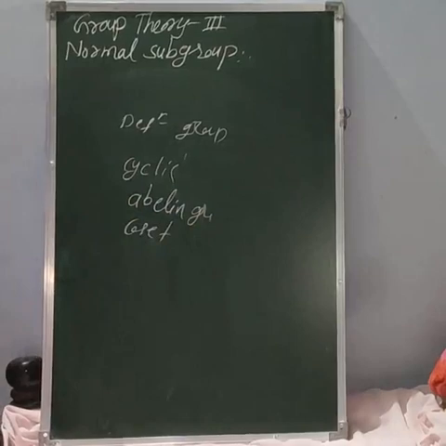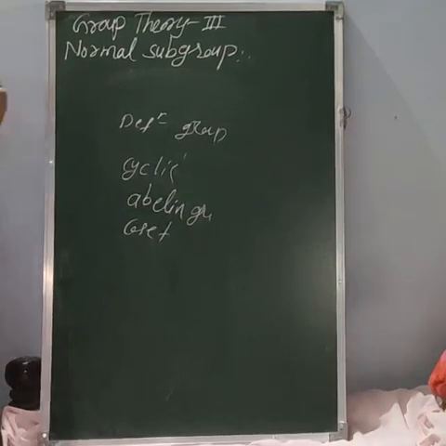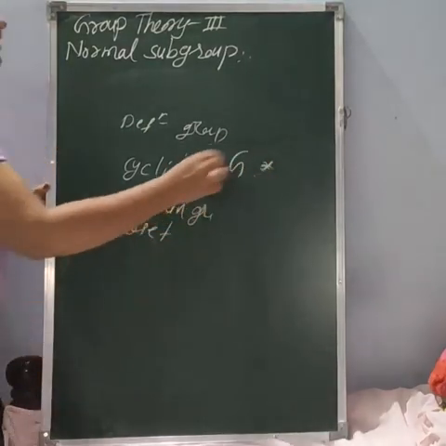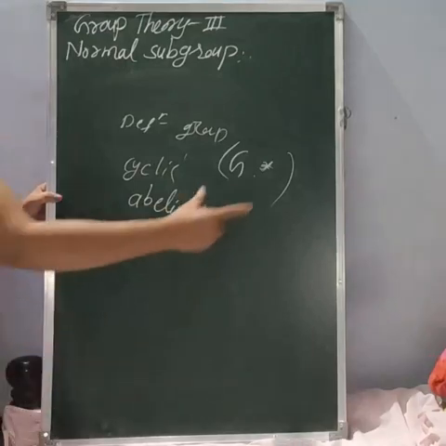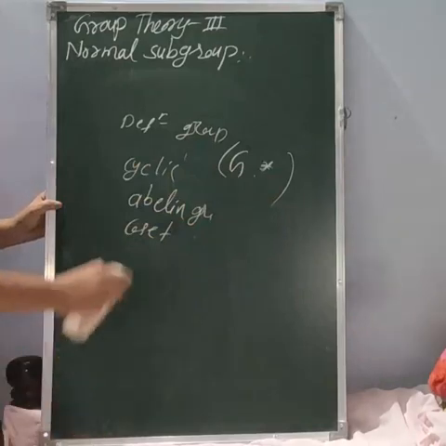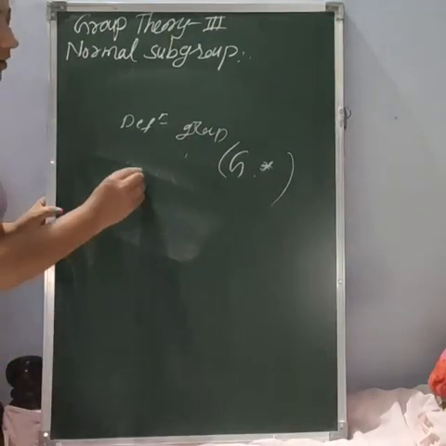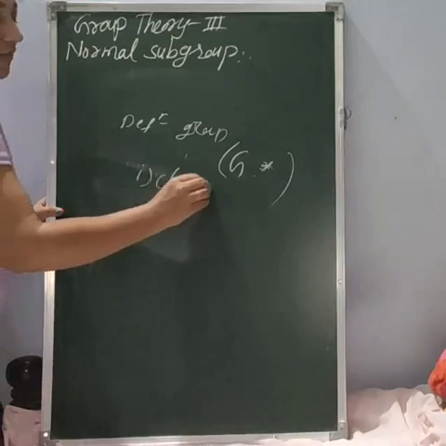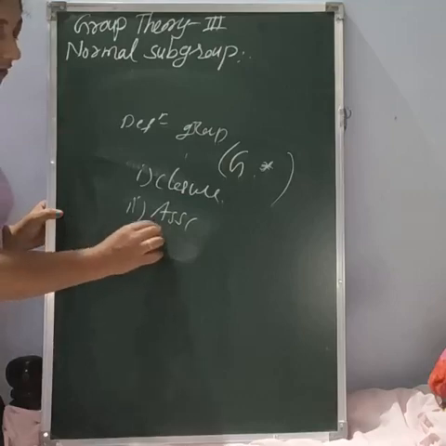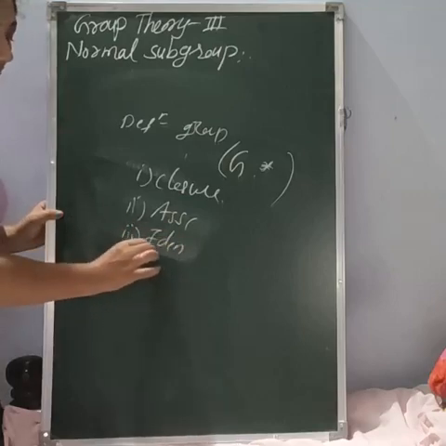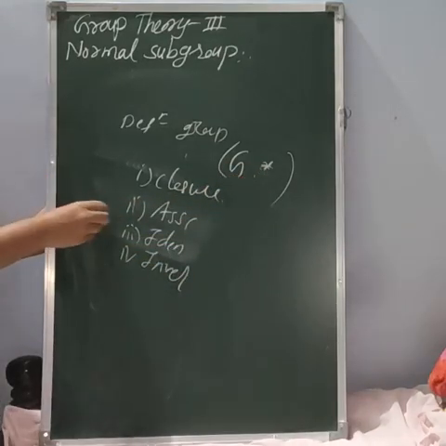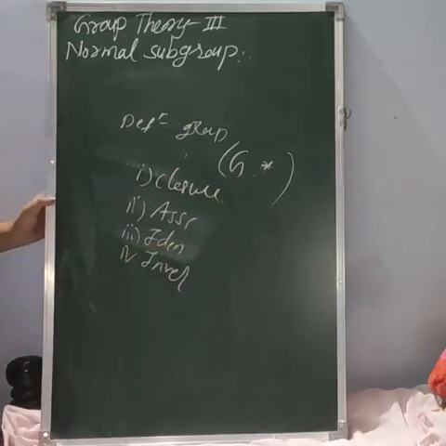Okay, so what is the definition of group? If G is any non-empty set and star is any operation, then we say G star together is first an algebraic structure. We say this algebraic structure is a group if it satisfies four conditions: first is closure law, second is associative law, third is identity law, and fourth is inverse law. If this binary operation satisfies all the laws, then we can call G star together a group.